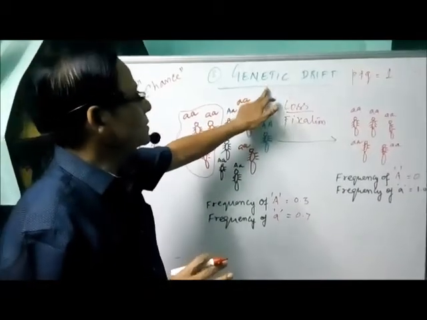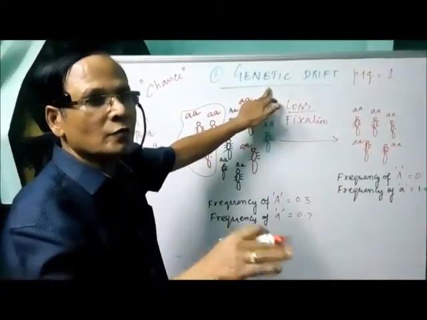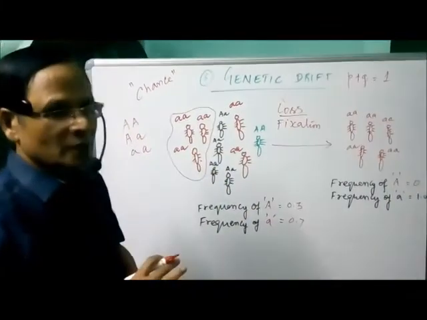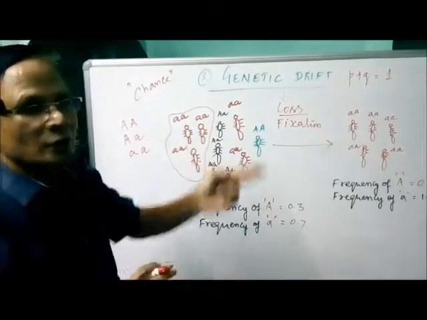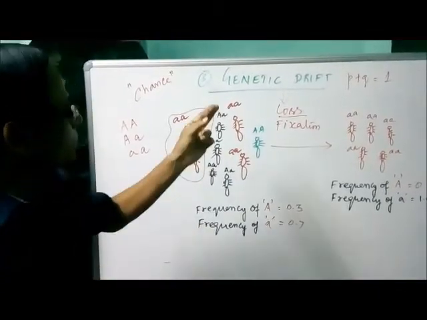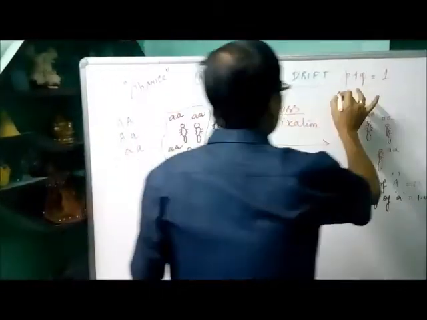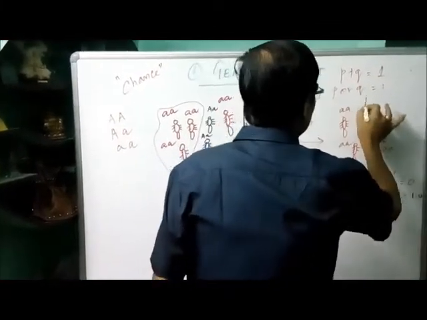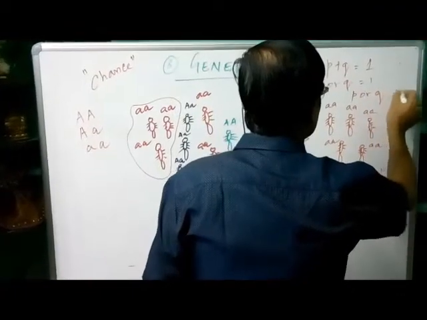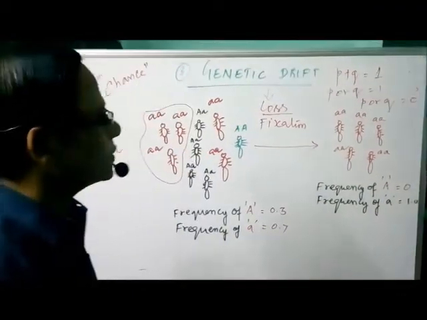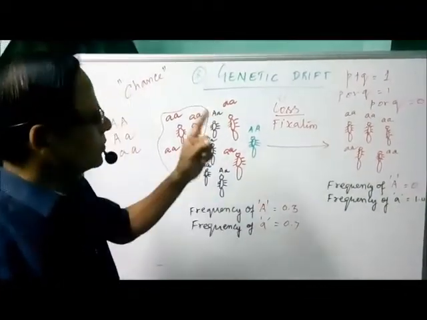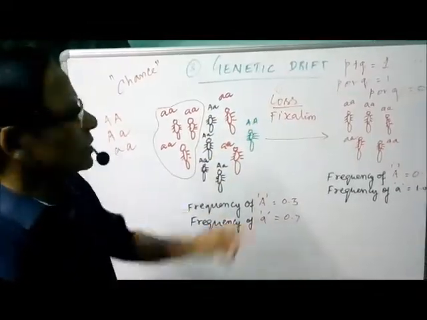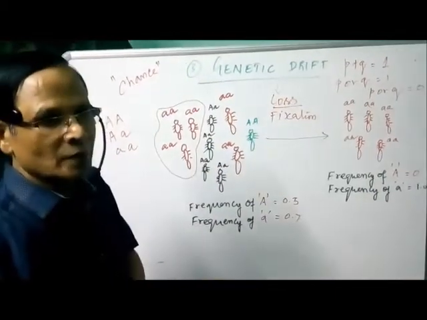Now, genetic drift is away from Hardy-Weinberg equilibrium. Here P plus Q is equal to 1 according to Hardy-Weinberg equilibrium, but according to genetic drift, P or Q is equal to 1 or P or Q is equal to 0. What is the meaning of that? The dominant gene frequency plus the recessive gene frequency together make 1. Here, P or Q is equal to 1.